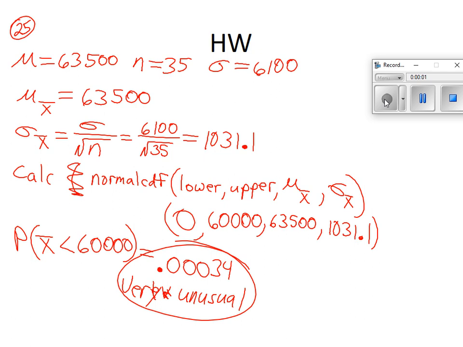If we picked 35 people at random that fit in this group and came up with a mean salary of $59,000, that would be very unusual.